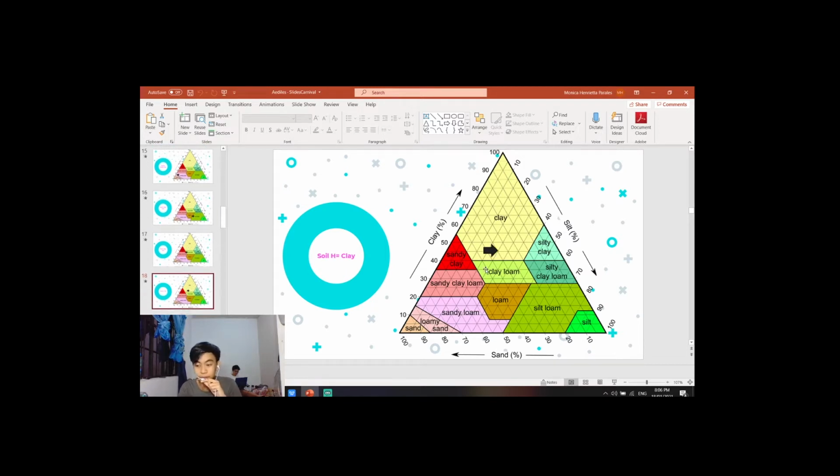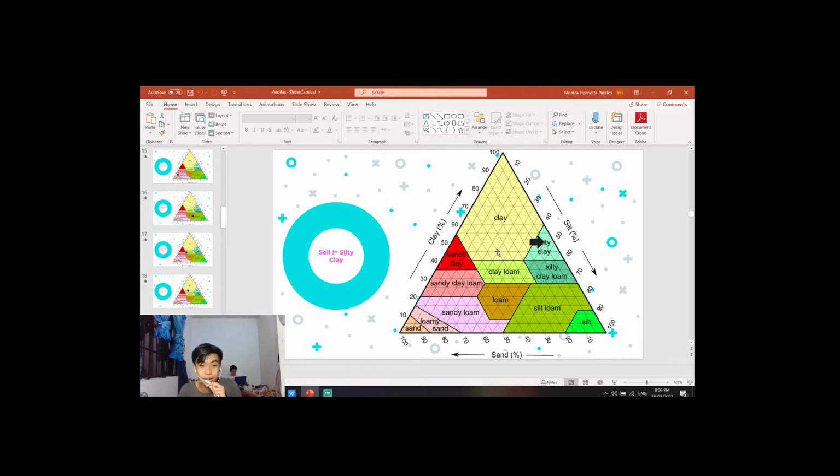So sa soil H naman, tatlo na lang. Mapapansin natin sa soil H, 30% sand, 25% silt, and 45% clay. So nandito siya, nasa baba ng clay. So yung soil H natin is clay.